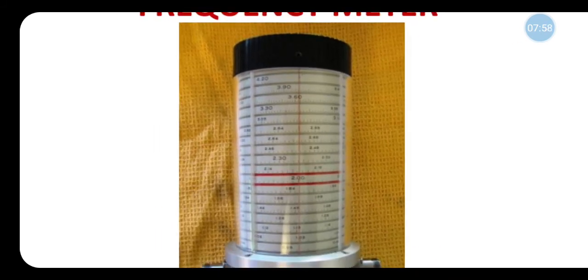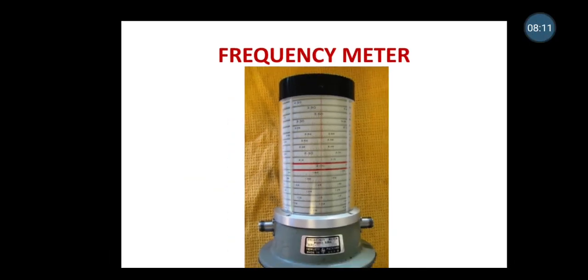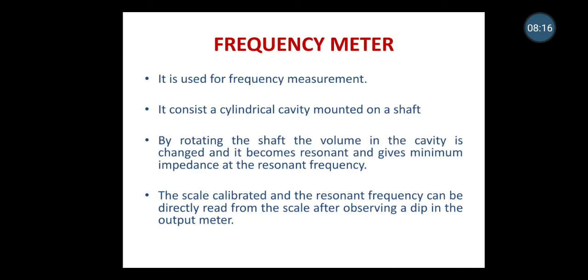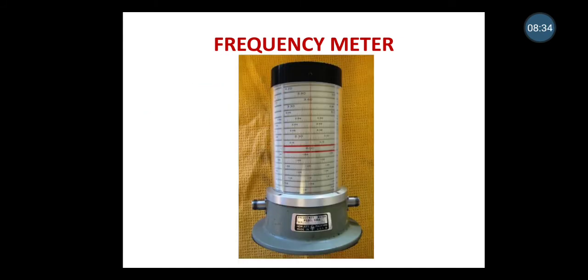You can also rotate the knob, that is the black knob provided on the top, to rotate the frequency meter. And what happens when we rotate this frequency meter? We'll see that. So the frequency meter is actually a cylindrical cavity mounted on a shaft. When we rotate this knob, the volume in the cavity is changed and it becomes resonant and gives minimum impedance at resonant frequency. Okay, that is the working principle of this frequency meter.